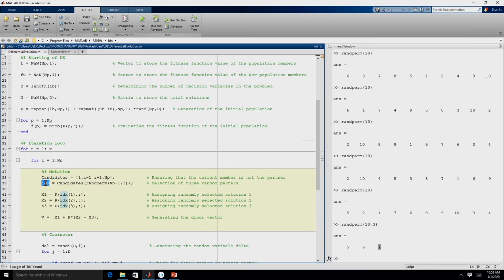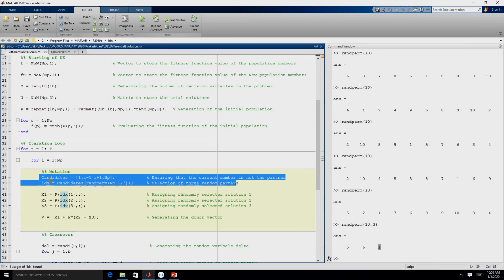So, IDX is going to contain the 3 randomly selected solutions, and these 2 lines will ensure that these 3 solutions are unique, they are not equal to one another, and that they are also not equal to the ith variable. This was the condition required in mutation. Remember, we need to select 3 random solutions, all 3 have to be unique, and on top of that they should not be equal to the target solution.